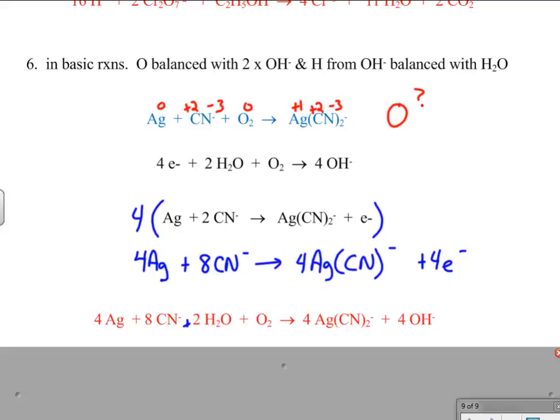And that is how we walk through and balance redox reactions using half reactions. Remember, balance the atoms first, then balance the charges, and then add everything together when electrons are equal in each half reaction. And that's the rest of Chapter 4.